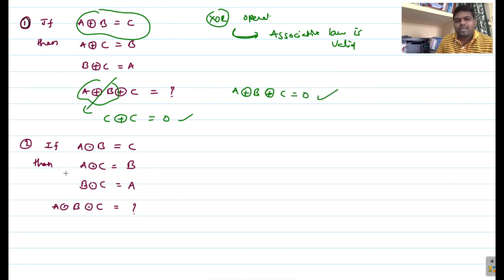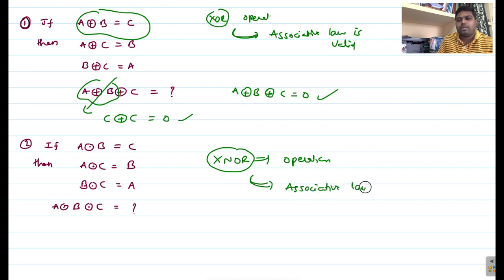Now when it comes to the second problem, the given one is the XNOR operation. That means the associative law is not applicable. Okay, that means you don't do it like this. If you take this XOR operation and add it to this particular element, that is not applicable here. Most of the students will do it in the same manner, like the above manner, right?